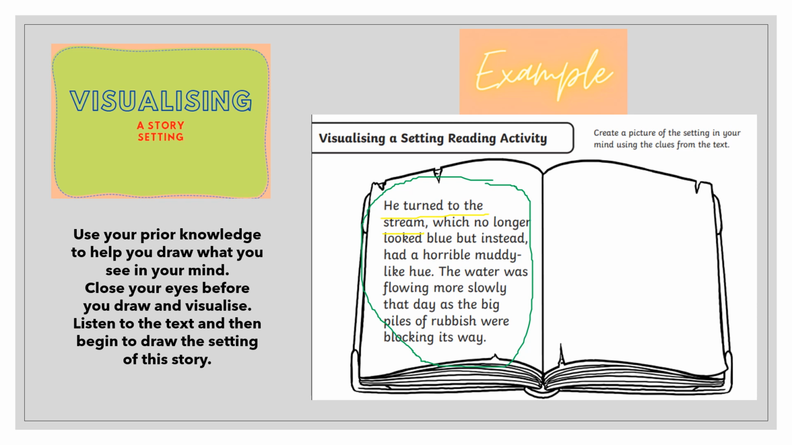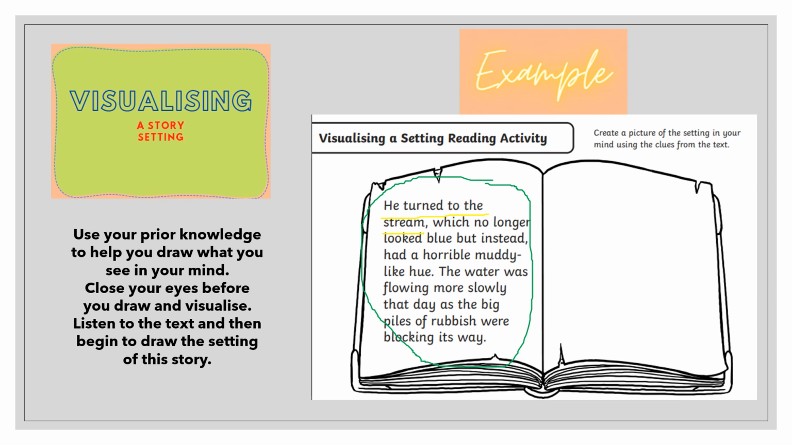So I'm going to think, okay, well, mud is brown, horrible, green, moldy water. So in my head, I've got this image of a boy looking not really happy at a body of water, a stream, and the water is a bit browny, greeny. The water was flowing more slowly that day. So, you know, the stream usually flows at a nice pace, but it was going slow. And the reason is because that day there were piles of rubbish blocking its way.